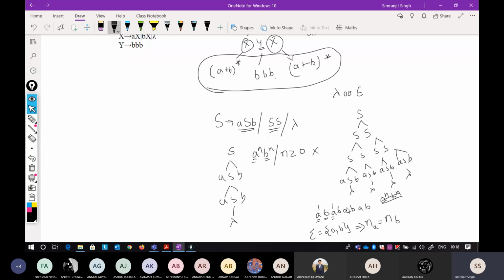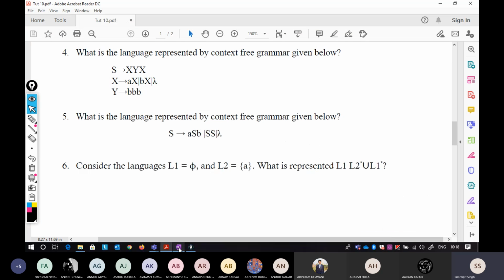So here the number of a's is 1, 2, 3, 4, and the number of b's is also the same. So a is 4, b is also 4, but the order is what matters here. Keep in mind, this is a totally different question. Do not confuse this with the other one. The answer of this is not a^n b^n, but the set of strings where the number of a's and number of b's are equal.